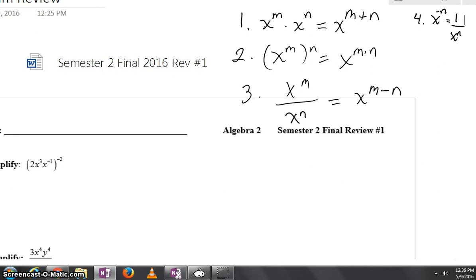For Algebra 2, a final exam review for our second semester, take a look at the top of the screen. We had some properties of exponents that came from Chapter 6. X to the m times x to the n, that's when you add the powers.